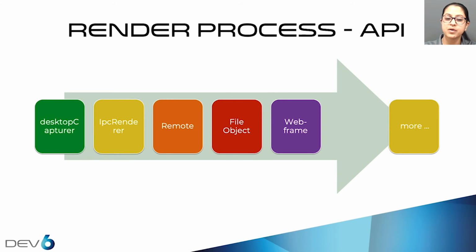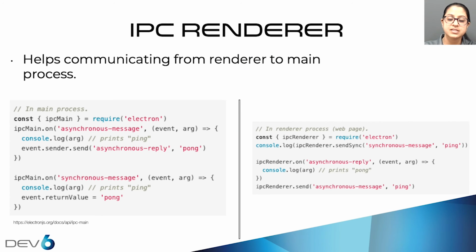Now we will talk about some of the important ones. I will just cover the IPC renderer here, which is available in the render process API. And let's go to that. This is the IPC renderer. It's the same code snippet which we just saw in the main process. So the key difference here is the name of the API. In the main process it is IPC main, and in the render process the name is IPC renderer.